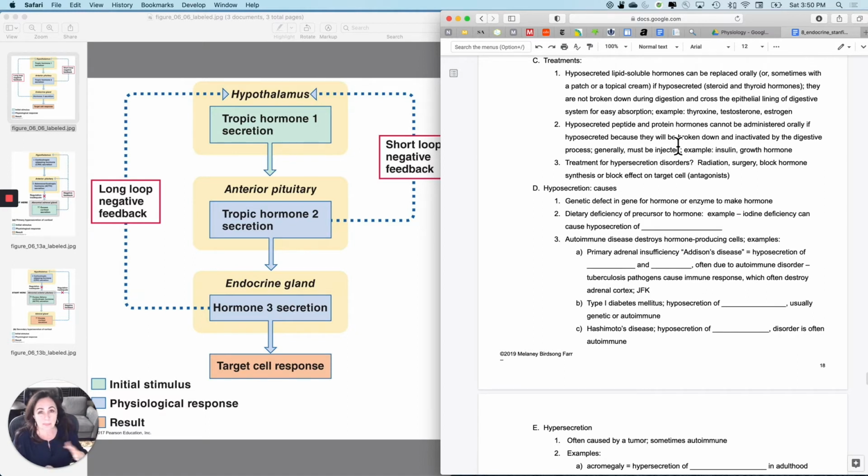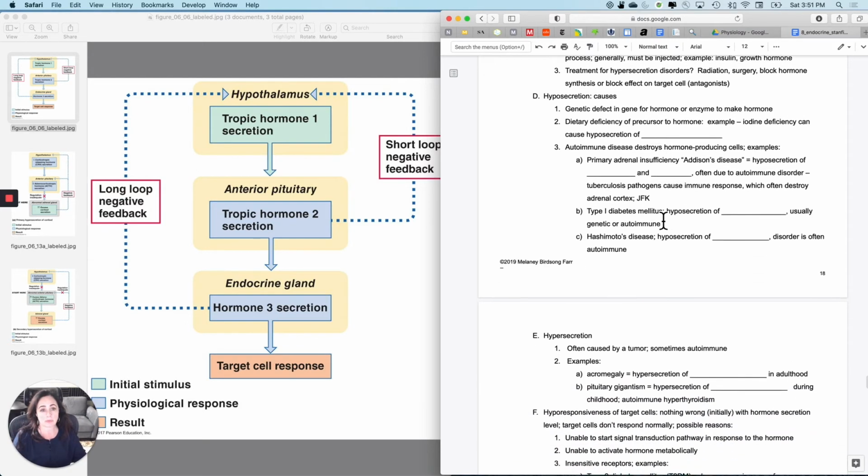And then what about hypersecretion disorders? Those are harder to treat. You have to figure out what the heck's going on and then decide whether you want to blast the tissue or surgically remove the tissue. So if it is hypersecreting and it's really problematic, then radiation is a possibility. Like with the thyroid, you can use radioactive iodine. You can surgically remove it. If possible, you could try to block the hormone synthesis. It's not very likely in most hormones. Or you can use an antagonist that actually blocks the receptor on the target tissue. Okay, so those are hypersecretion disorders.